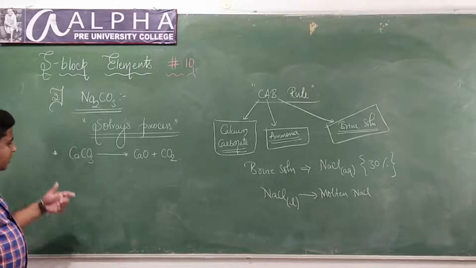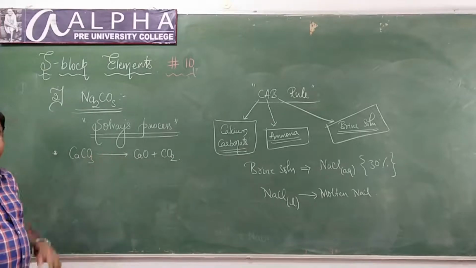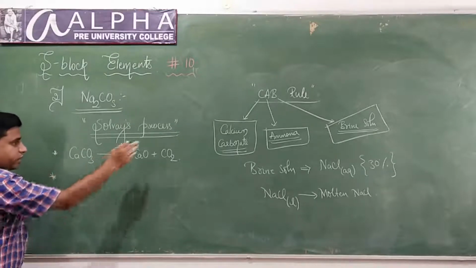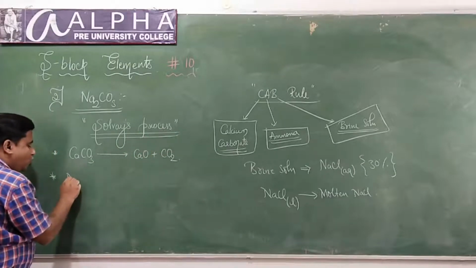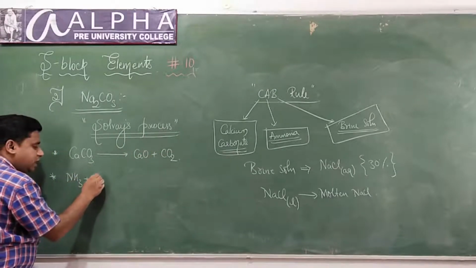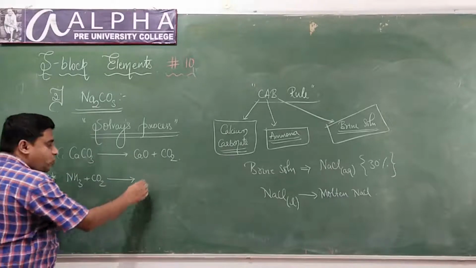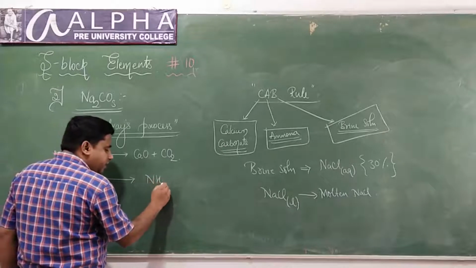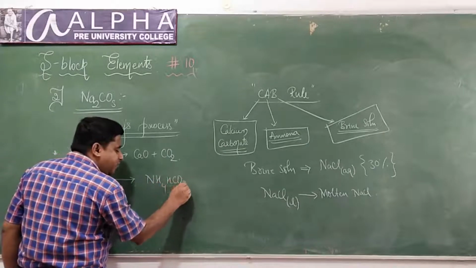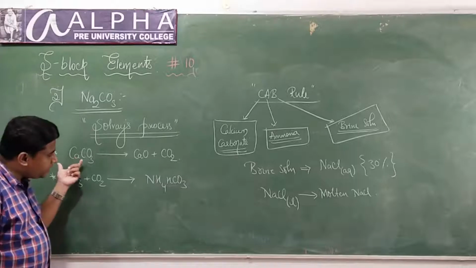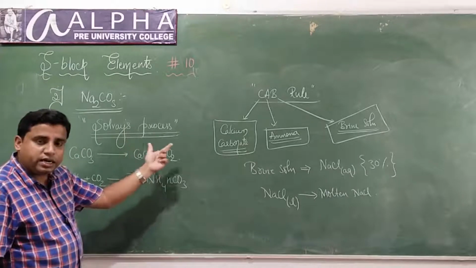Calcium carbonate decomposes to give what? Calcium oxide and carbon dioxide. Understood? This is the first step. Now, in the second step, the next raw material, ammonia, reacts with this carbon dioxide to form ammonium bicarbonate. Understood? In the first step, calcium carbonate decomposes to give calcium oxide and carbon dioxide.